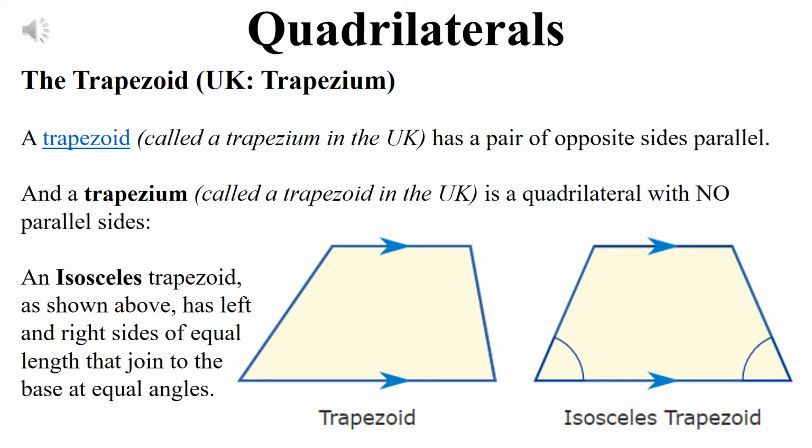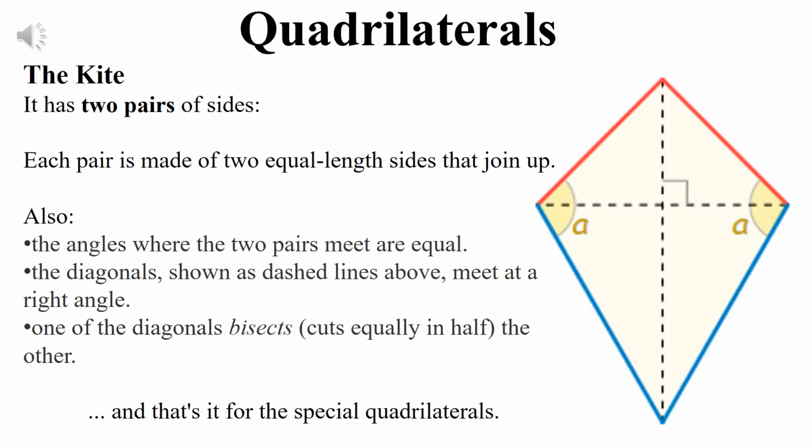The trapezoid, UK trapezium. A trapezoid, called a trapezium in the UK, has a pair of opposite sides parallel, and the trapezium, called a trapezoid in the UK, is a quadrilateral with no parallel sides. An isosceles trapezoid, as shown above, has left and right sides of equal length and join to the base at equal angles.